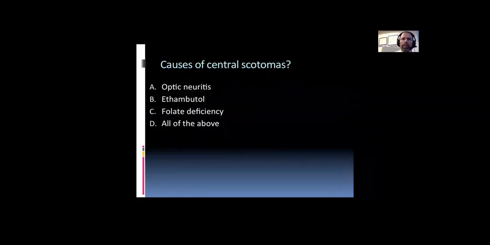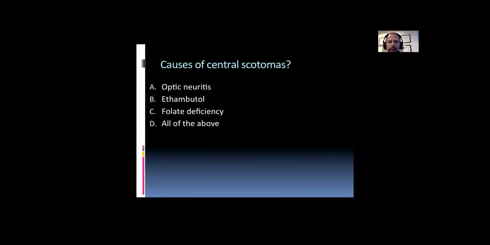So here's another one of these polling slides. Let me just see if I can find it, there it is, polling. I'm going to open this up. Oh, wait a minute, sorry, I've got it. I'm going to launch the poll. Okay, so the poll is launched, and the question is, what sort of things cause central scotomas?